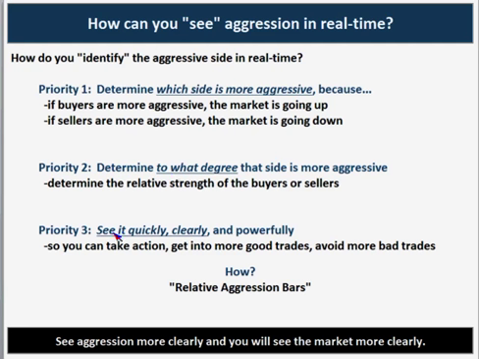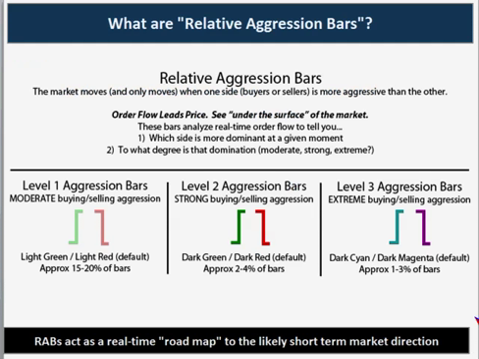And then it's also important, again, when the markets are moving, there are times when you have to make quick decisions, and you need to be able to see this visually in a very quick, clear, powerful way, so that you can take action, get into more good trades, avoid more bad trades. And one way that you can do this that's pretty clear is this concept of relative aggression bars. So let me explain that a bit.